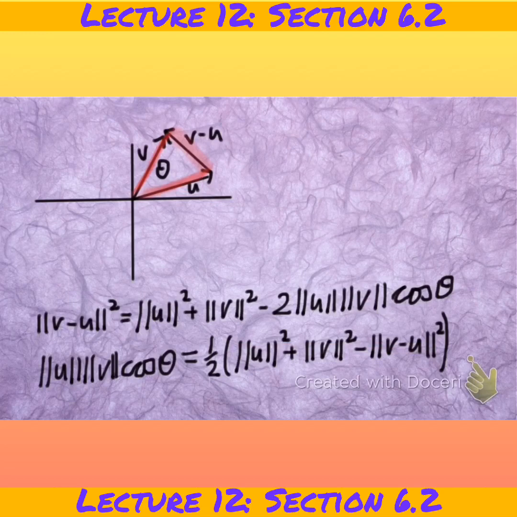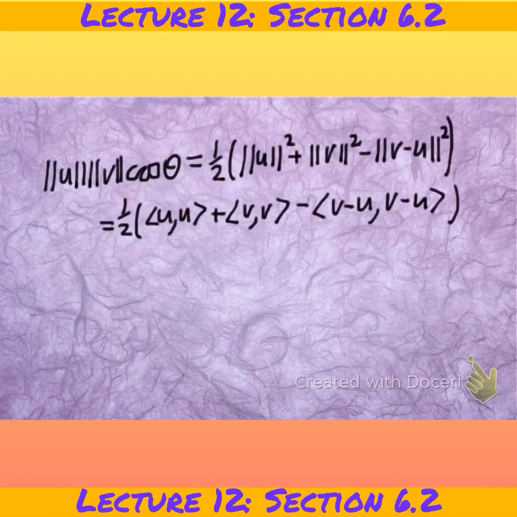Now remember how we define the norm. The norm is defined in terms of the inner product. The norm of u squared is the inner product of the vector u with itself, so we can do that replacement. The norm of v squared is the inner product of v with itself, and the norm of v minus u squared is the inner product of v minus u with itself.